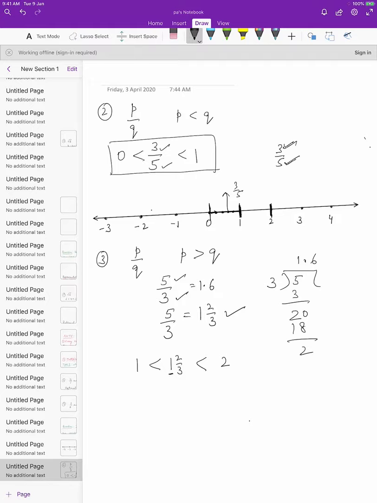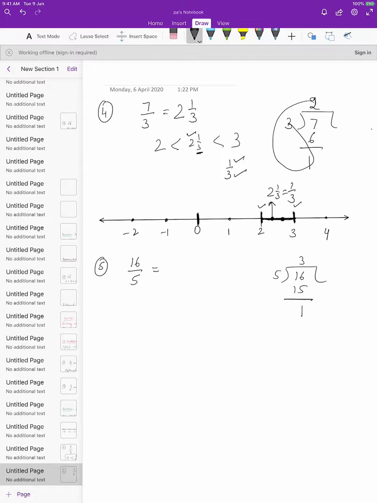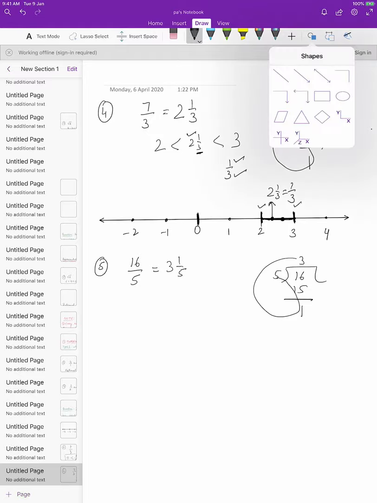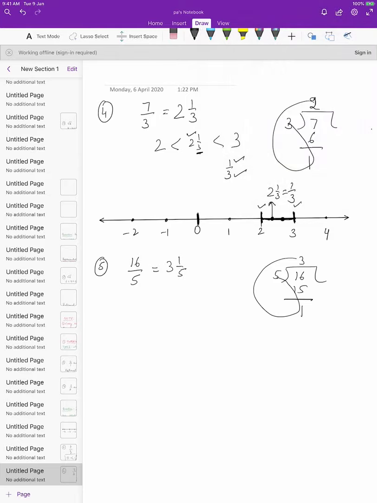Now the last example we take is 16 by 5. What is the mixed fraction form of 16 by 5? As you know, 5 threes are 15 and 1 is the remainder. So we can write it as 3 1 by 5. 3 1 by 5 is the mixed fraction notation for this number. Now let us see how to represent this number on the number line. So from here it's very clear that 3 1 by 5 actually lies between 3 and 4.